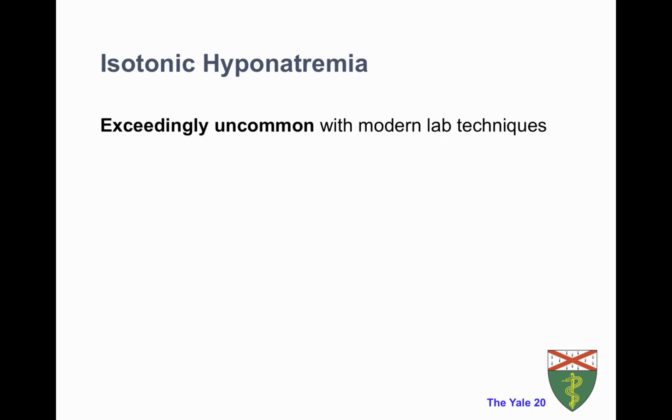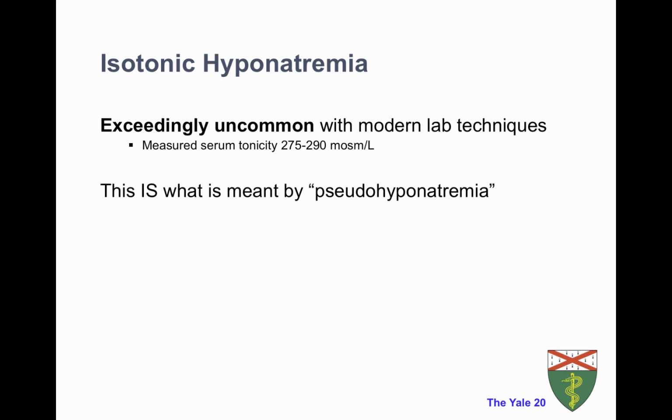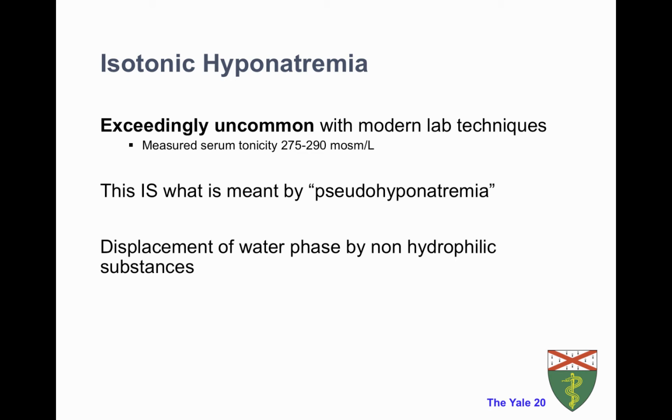And frankly, the biggest takeaway here is that isotonic hyponatremia is extremely uncommon with modern lab techniques. And unlike hyponatremia secondary to hyperglycemia, this is what is meant by the term pseudohyponatremia. It's caused by displacement of the water phase of plasma by non-hydrophilic substances, for example, severe hypertriglyceridemia or hyperproteinemia. Now we're devoting an entire slide to this topic, not because it's a particularly common etiology, but rather because going through the concept of pseudohyponatremia gives us an opportunity to review some useful physiology.